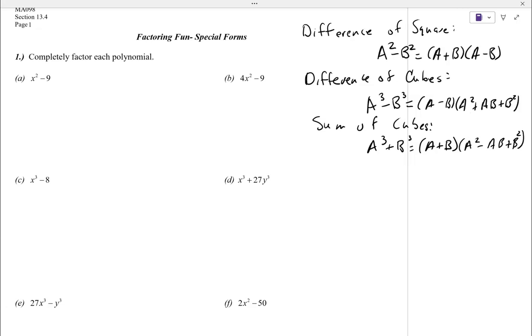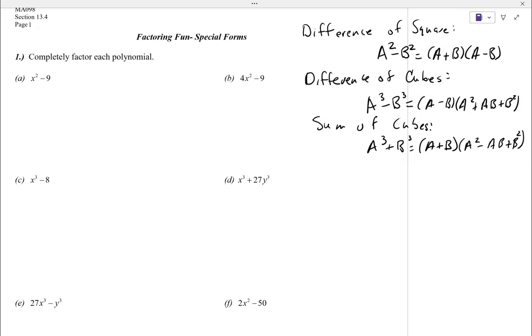All right. These are what we refer to as the special forms. When we have a two-termed polynomial, if it's going to factor, it's going to be one of these three. It may not factor, but if it's going to factor, it'll be one of those three. So let's go through some of these, and then we're going to go through a review of factoring again. Let's look at this first one where we have x squared minus 9.